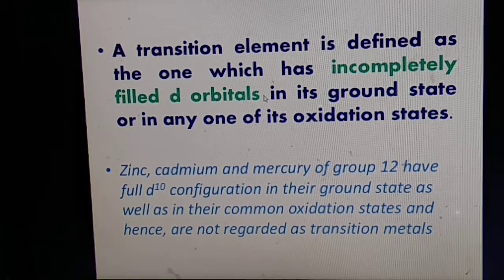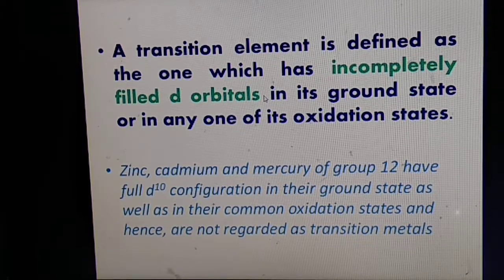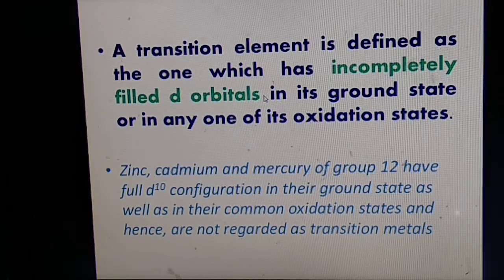But one exceptional case here, just you have seen zinc, atomic number 30, cadmium 48, and mercury, that is 80. These three elements, the last element of 3d series, that is zinc, last element of 4d series, that is cadmium 48, and mercury, the last element of 5d series, 80 atomic number. And do you know, these elements have the completely filled d orbital, that is d10 configuration, in their ground state as well as in their common oxidation state, and hence are not regarded as transition elements.